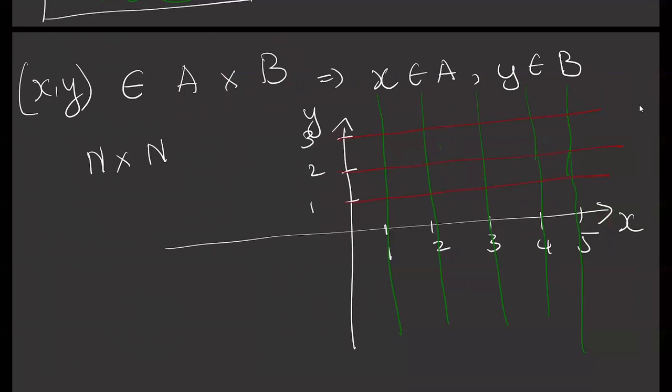And let's use another color. Okay. And the intersections of the two lines, all these intersection points of the vertical and horizontal lines that I draw, actually belong to the set A times B. Okay. Does this make sense? Okay, good.